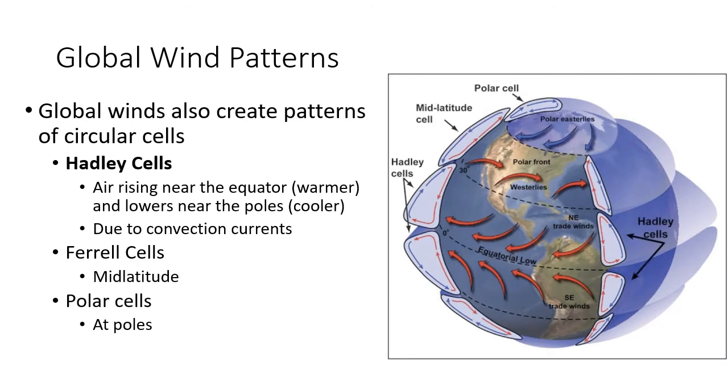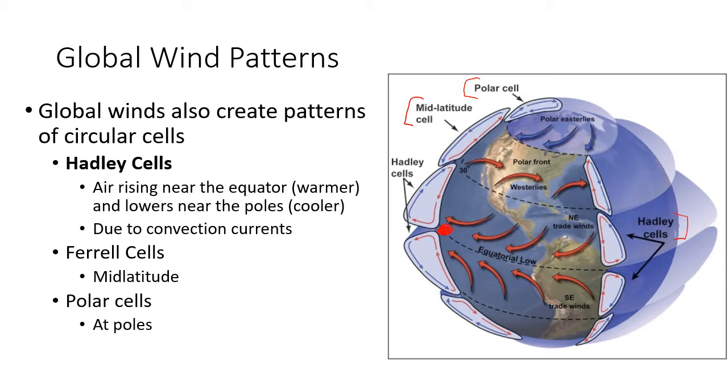So one other thing that creates global wind patterns are global convection current cells. They have the Hadley cells, the mid-latitude cells, and the polar cells. The Hadley cells are really the ones that we're going to focus on here, but the same thing is happening for all of these. And this is all due to convection currents. So we are going to have a lot of warm air in the tropics. So let's say that right here we have lots and lots of warm air.